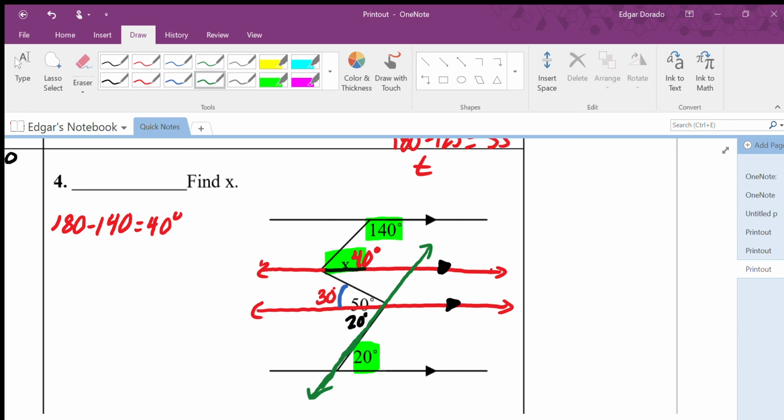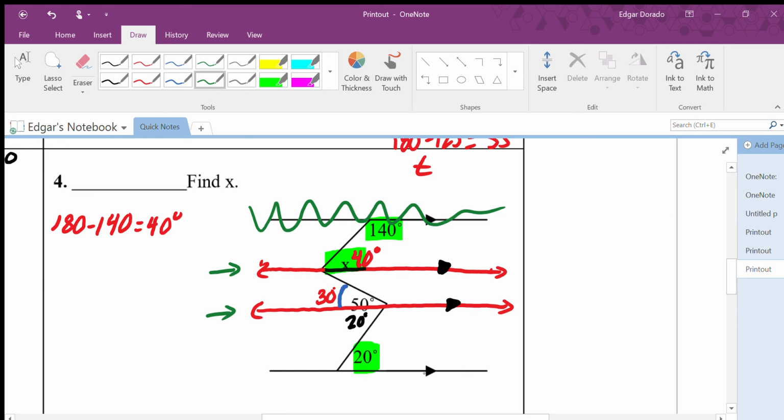So one last final thing that we're going to do is concentrate on this line and this line, the last two sets that we have to concentrate on. And now I don't have to look at this. I don't have to look at this. And now my transversal is right here. Okay. So that is 30 degrees.